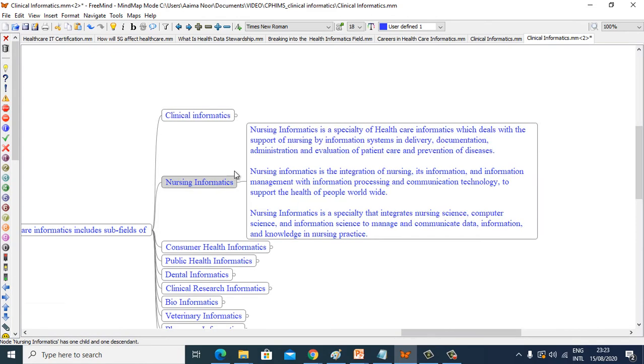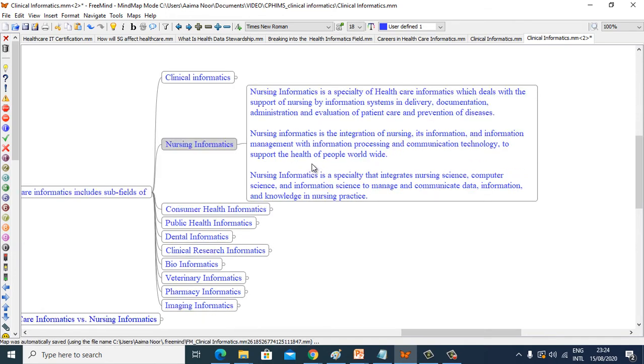Now see what nursing informatics is. Nursing informatics is a specialty of healthcare informatics which deals with support of nursing by information systems in delivery, documentation, administration, evaluation of patient care, and prevention of disease.